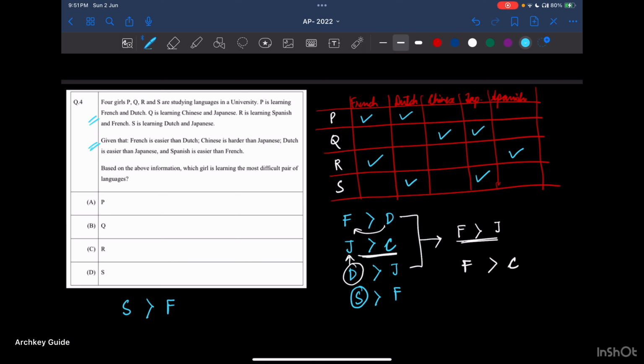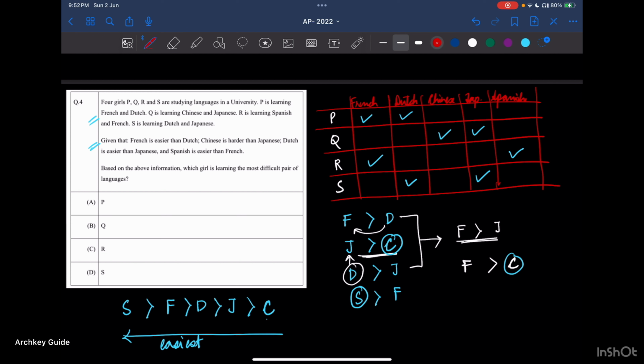French is also easier than Dutch, and Dutch is easier than Japanese. And then at the end, it's C, because everything is easier than C. So C is towards the end. So this is the easiest meter. Okay.